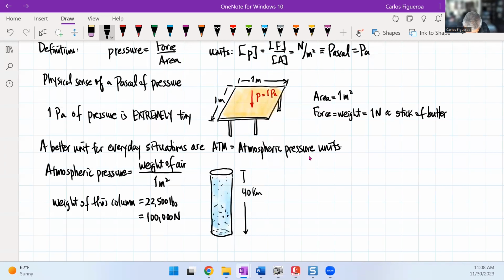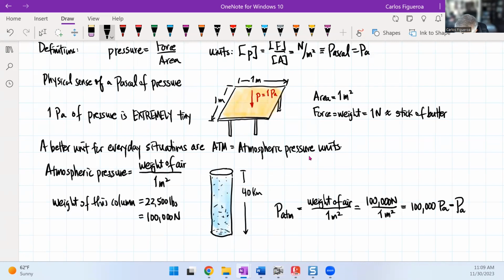So then we can define atmospheric pressure. Atmospheric pressure is typically written as PATM, and this would then be the weight of the air in this column divided by 1 meter squared. So this would be roughly 100,000 newtons per 1 meter squared. So this is 100,000 pascals roughly for atmospheric pressure. And that turns out to be a really important number in this lab.